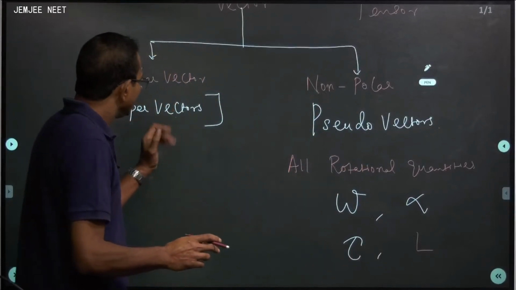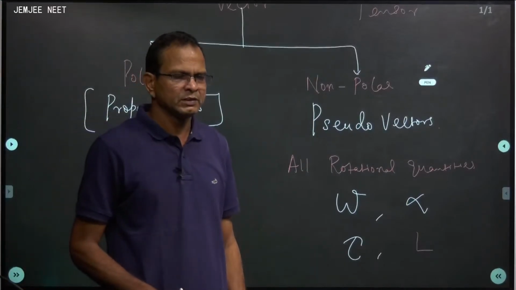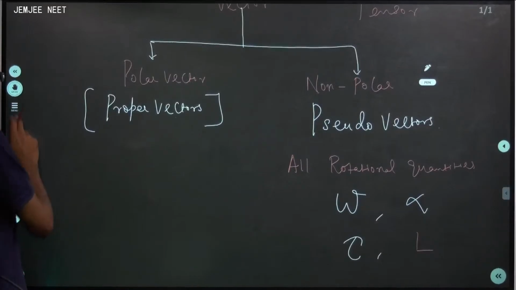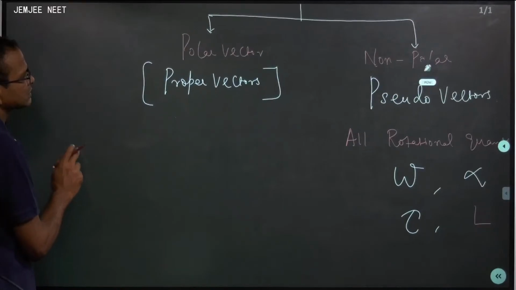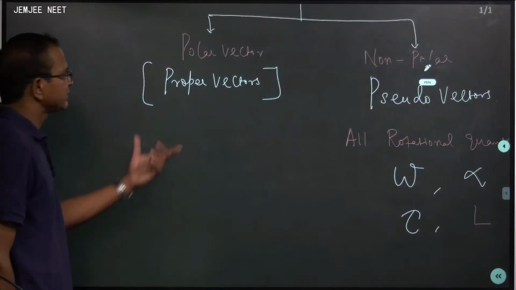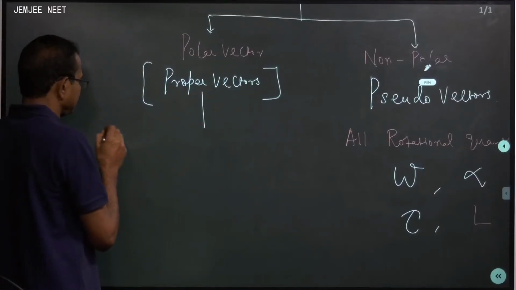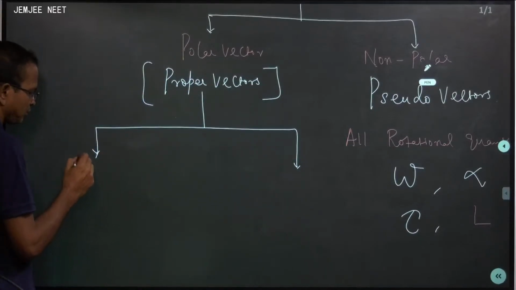Come to proper vectors. We want to divide these proper vectors into at least two parts. Polar vectors or proper vectors? This is our syllabus, full proper vectors. The first one is called position vector.